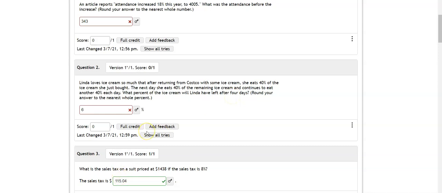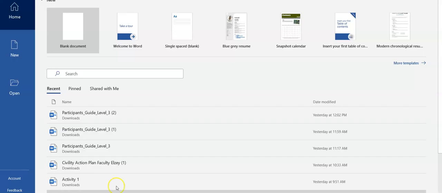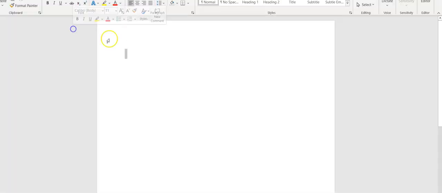Okay, now since it doesn't tell us how much ice cream, and we want to know a percent at the end, what's wise is to go ahead and make up a number for the ice cream. Let's say that it's 100 something. Maybe it's 100 milliliters, or maybe it's 100 ounces of ice cream. It's good to use 100 because we're dealing in percents, and percents are always a fraction out of 100.